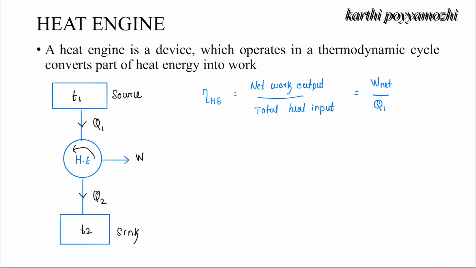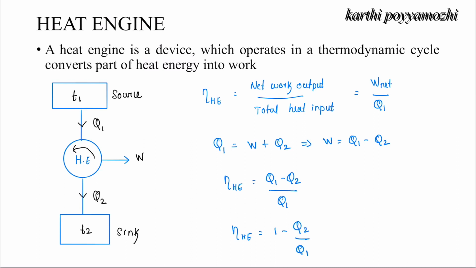The heat Q1 which is given to the heat engine is divided into two components, which are nothing but the work and the heat Q2. From this you can derive that the work done W is equal to Q1 minus Q2. If you substitute the value of W in the efficiency equation, you will get the efficiency of the heat engine equal to Q1 minus Q2 by Q1. From this, the efficiency of the heat engine can be written as 1 minus Q2 by Q1. This is the efficiency of the heat engine.